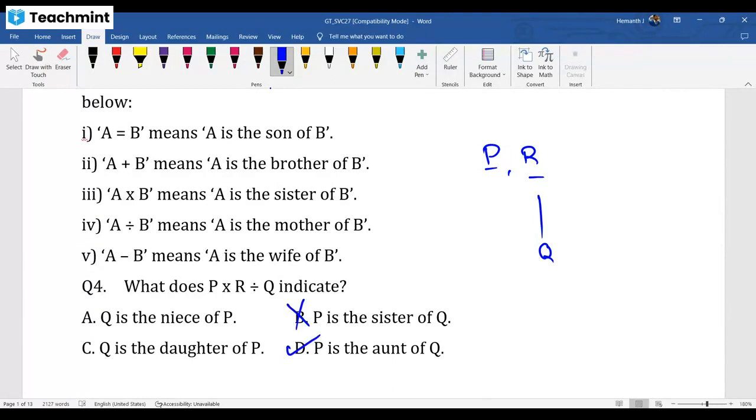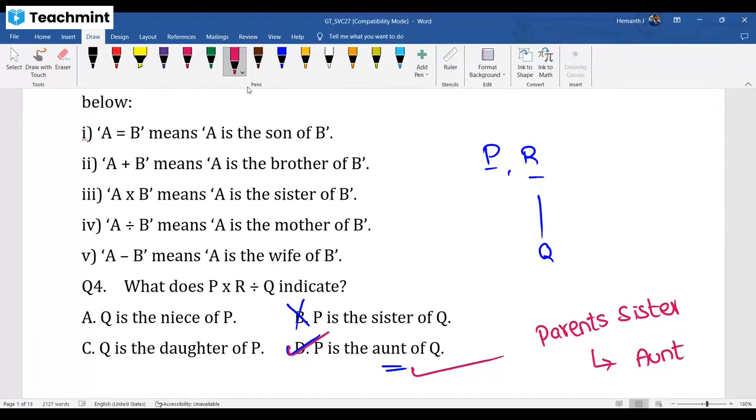Aunt is what? Mother's sister. Parent's sister in English is aunt. In regional language or in our local language, we may call different things. Your mother's sister, we may call different thing. But in English, parent's sister is aunt. Mother's sister is maternal aunt. For all mother side, we can use the tag maternal. For all father side, we can use the tag paternal. Here aunt, okay, because Q's mother is R, mother's sister is P. So P is aunt of Q is obviously correct. We don't know Q's gender, male or female, I don't know. Like, you know, Q is daughter of P, no?